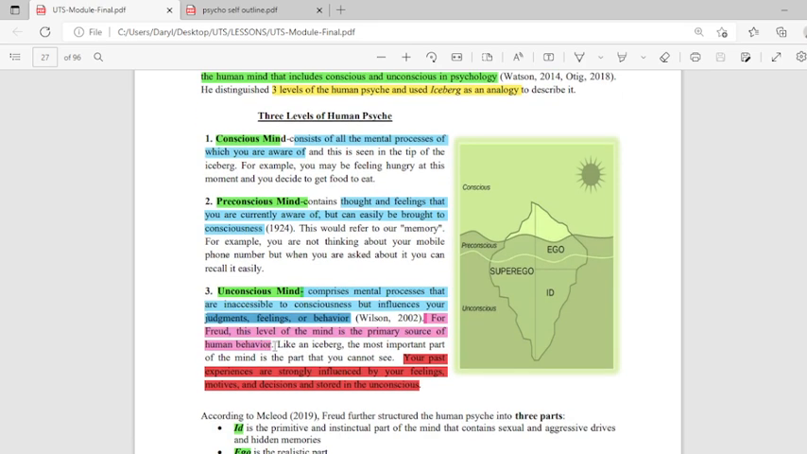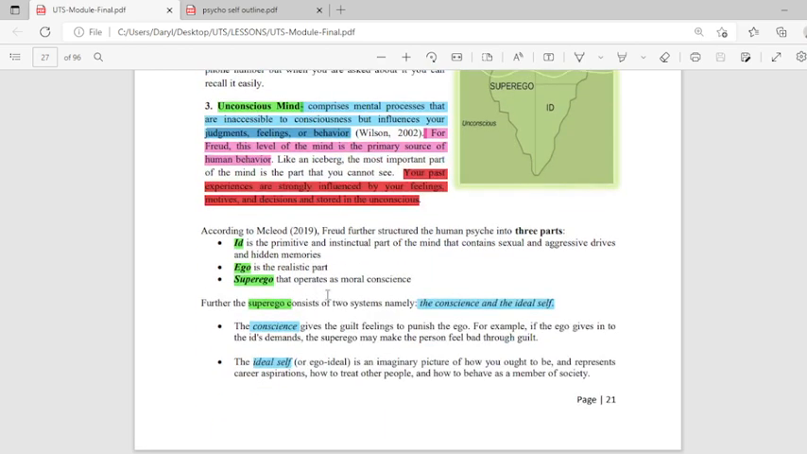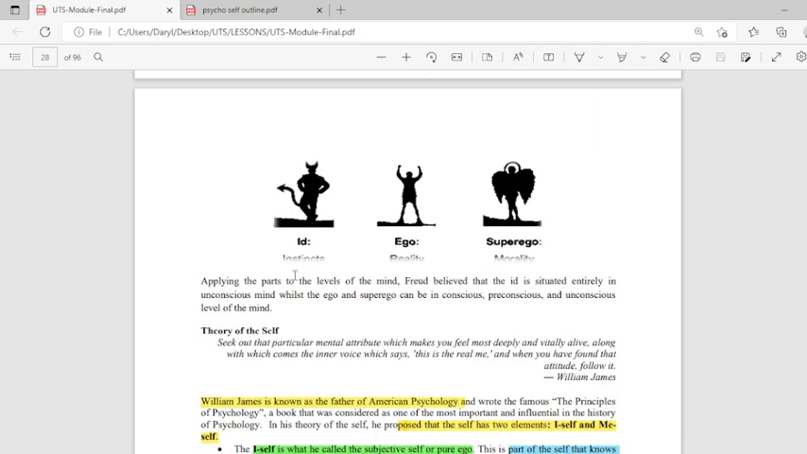Unconscious mind, you are totally unaware of this one, but these feelings, these thoughts will affect your judgments, your feelings, your behavior, and how you act in general. Okay? Examples are the Oedipus and Electra complex. And then furthermore, the psyche is divided into three: the id, ego, and superego. The id, pleasure principle; ego, reality principle; superego, moral principle. Okay? So that's it for Sigmund Freud.